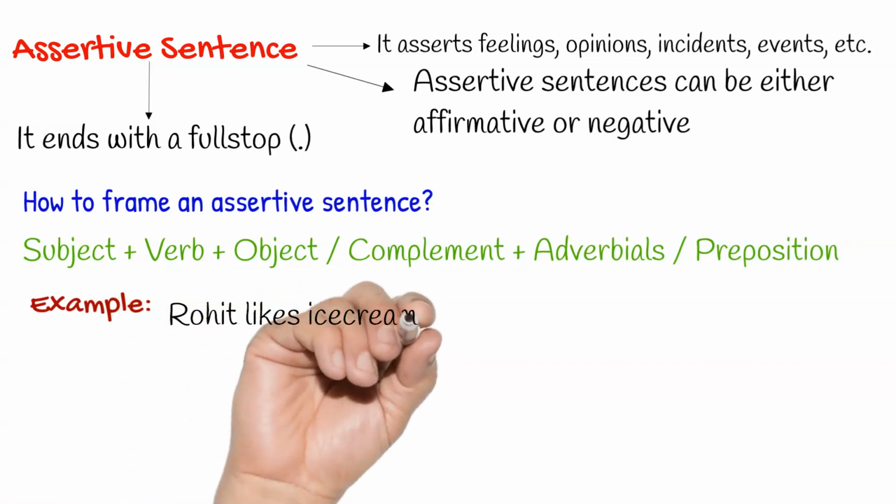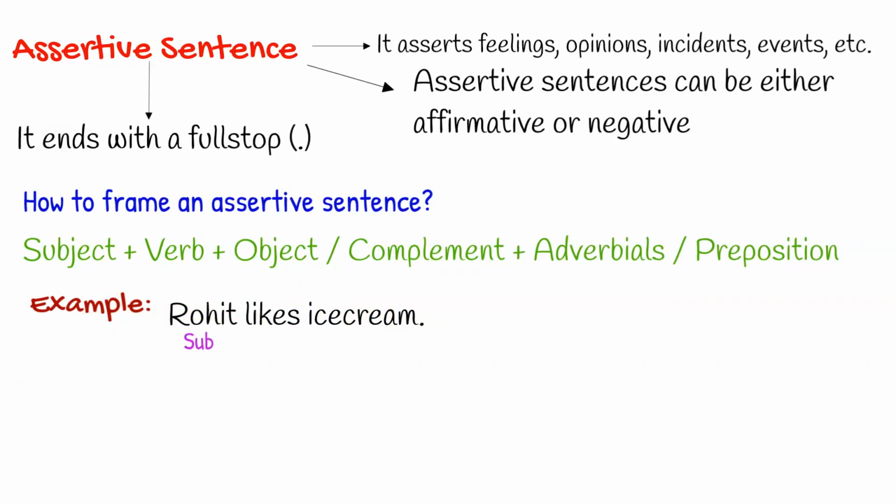Rohit likes ice cream. First place the subject Rohit, followed by the verb likes. Lastly, the object ice cream is placed. So it is an affirmative sentence. If one randomly places these words, the meaning could be ambiguous, and it will not make any sense. Hence, one should follow this structure to frame an assertive sentence.